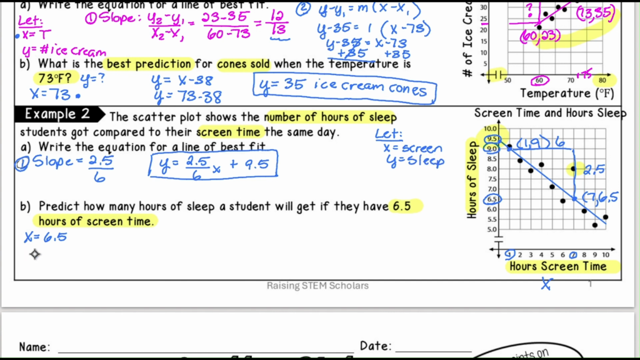Okay, so we got x is 6.5 hours and we're looking for y. So we can drop that into our equation: 2.5 divided by 6 times 6.5 plus 9.5. And of course, I have no idea what that is. I'm going to grab my calculator.